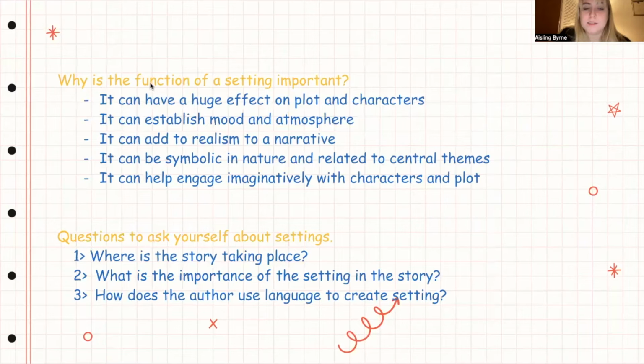Okay, so why is the function of a setting important? It can have a huge effect on the plot and characters. It can establish a mood and atmosphere. If we're setting a story in a horrible time period when certain characters are not able to live freely, maybe that will show us the mood and how their lives are affected so deeply, because they can't be themselves in this time period, and that's going to really affect them as characters. It can add to the realism of a narrative, so it can make it feel a bit more realistic.